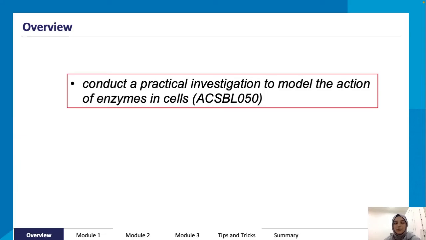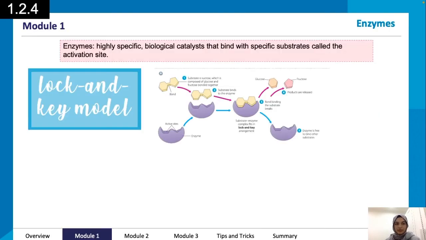Right, next up, we've got conducting a practical investigation to model the action of enzymes in cells. So, enzymes are highly specific biological catalysts that bind with specific substrates at the activation site, right? So, the way that we will look at this is through the lock and key model, right? So, we can see those steps. I won't go through each step. Actually, I might just go through it. It's actually fun.